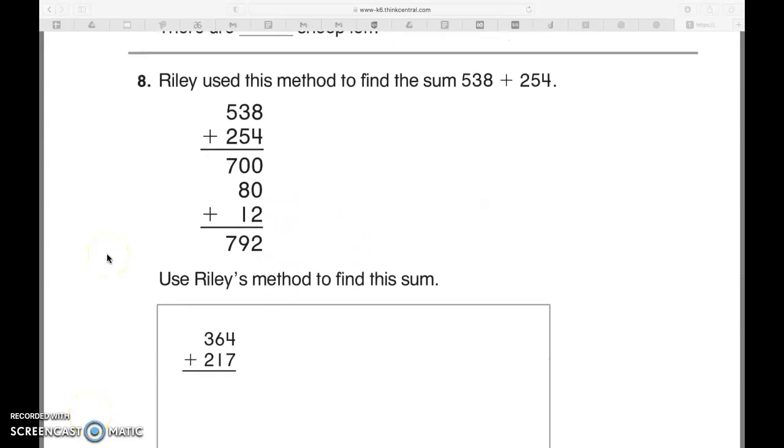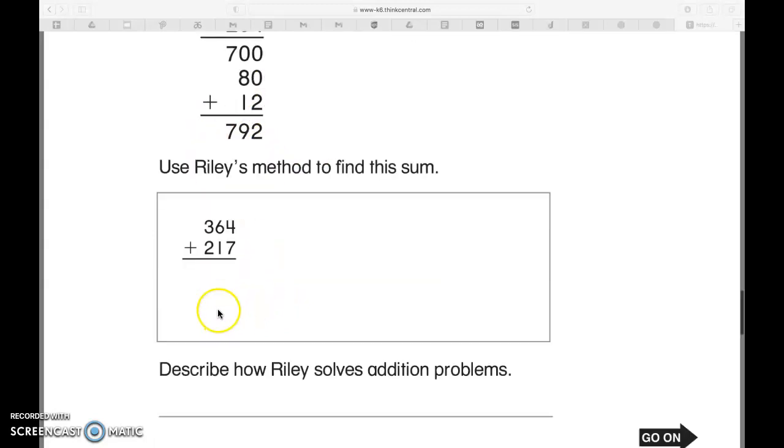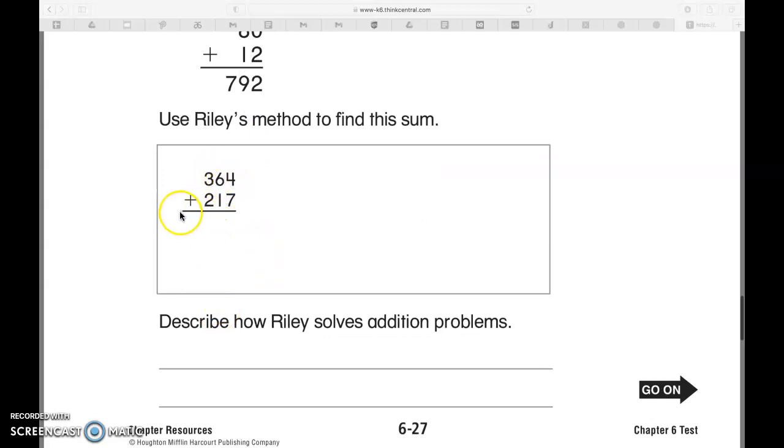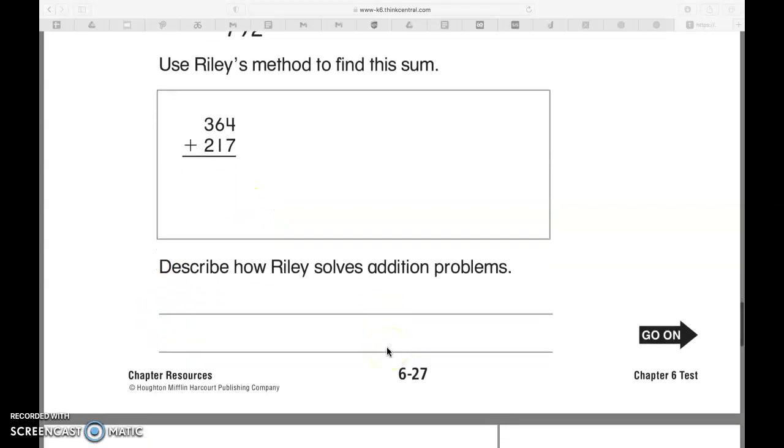Number 8, Riley used this method to find the sum of 538 plus 254. So it looks like Riley added 538 plus 254 and came up with 700 plus 80 plus 12 and got the total of 792. Using Riley's method of adding your hundreds, your tens, and then your ones, can you solve this problem? 364 plus 217. Using Riley's method, and then I want you to tell me what did Riley do to solve that math problem?